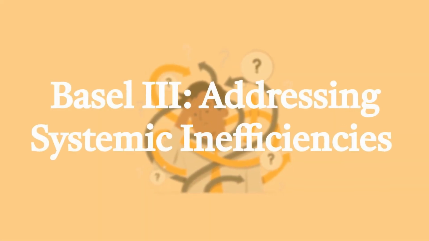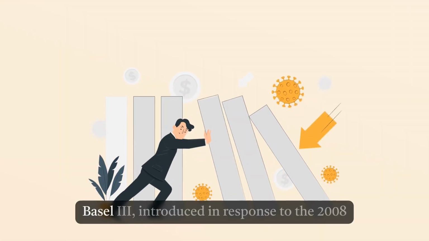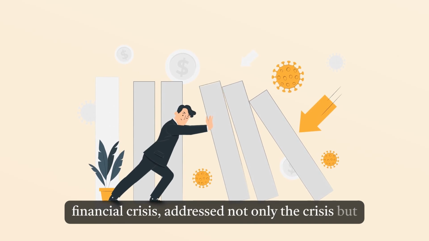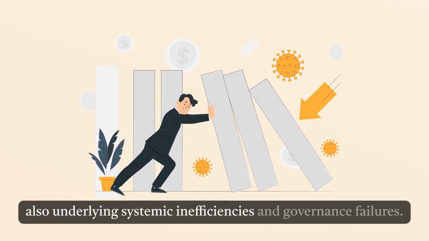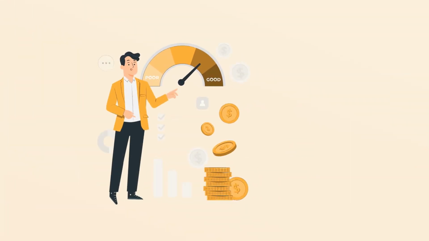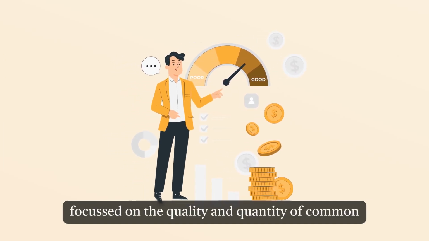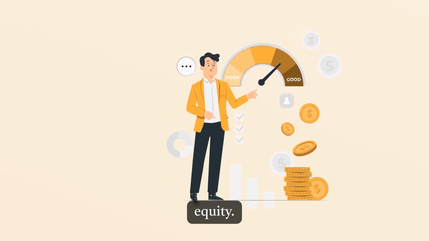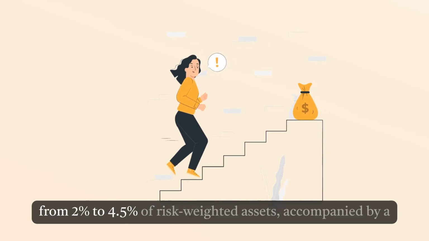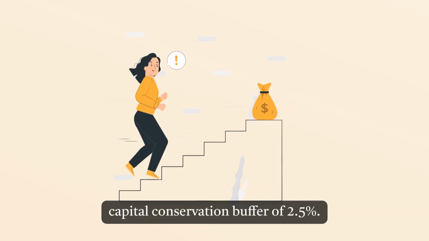Basel III, addressing systemic inefficiencies. Basel III, introduced in response to the 2008 financial crisis, addressed not only the crisis, but also underlying systemic inefficiencies and governance failures. Revisions made in November and December of 2010 focused on the quality and quantity of common equity. The minimum requirements for common equity were raised from 2% to 4.5% of risk-weighted assets, accompanied by a capital conservation buffer of 2.5%.